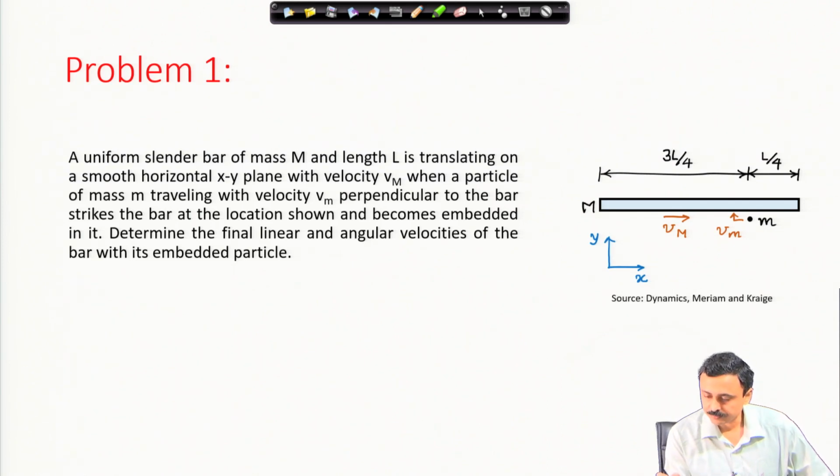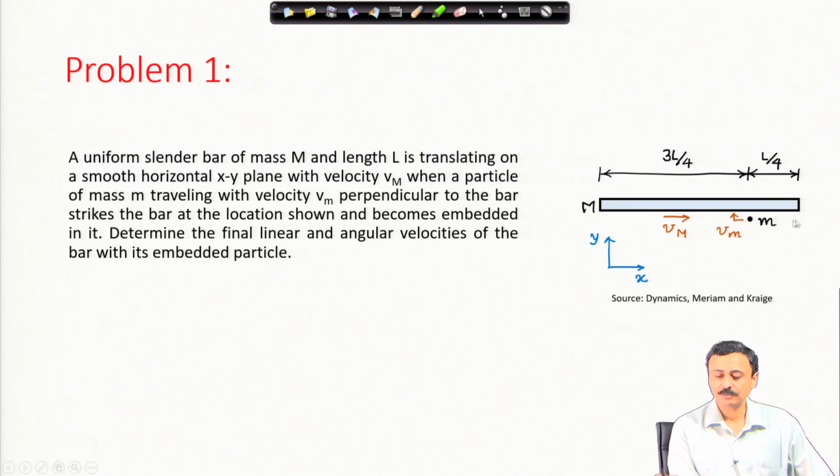Here in the figure, we see that this bar is travelling in the x axis direction with a velocity v sub capital M, and this particle is about to strike. Even though I have shown a gap between the particle and the bar, it strikes at L by 4 from this farther end. Therefore, this particle strikes the bar and gets embedded in the bar at L by 4 from the farther end of the bar.